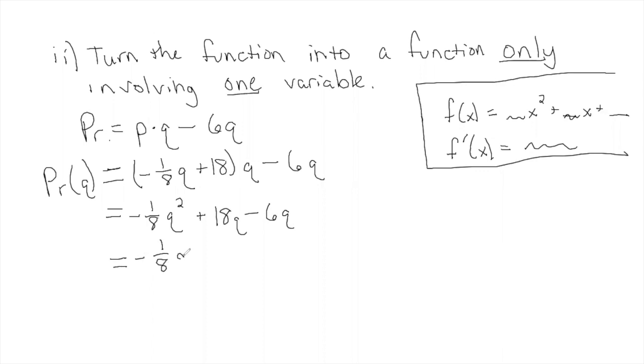And finally, simplifying down, I get negative 1/8 Q squared plus 12Q. Great. Okay, so here's my profit equation. I've found the thing that I want to maximize, and I've turned it into a function only involving one variable. Great. Okay, that completes step 2.